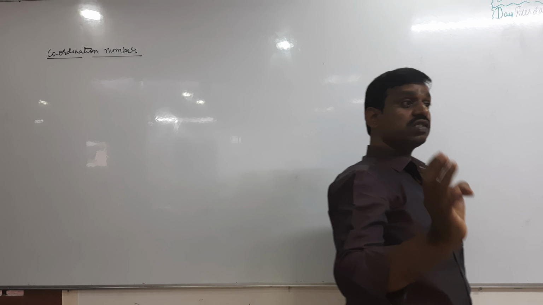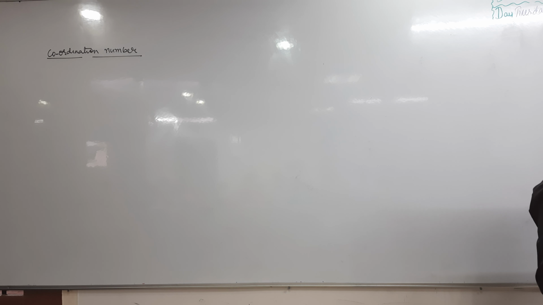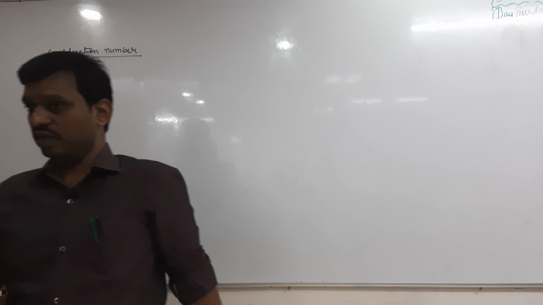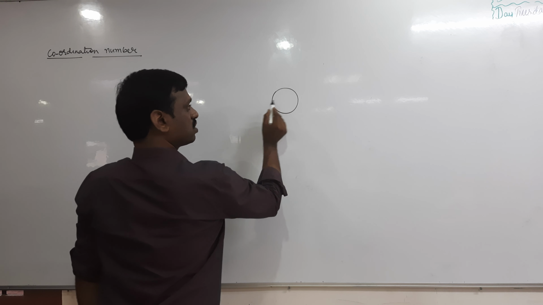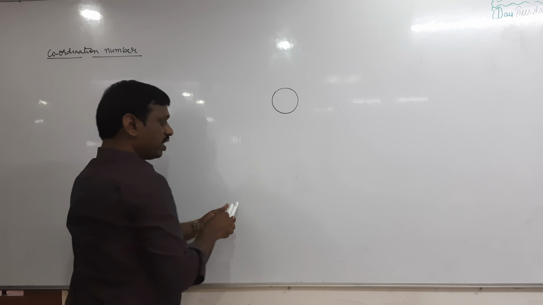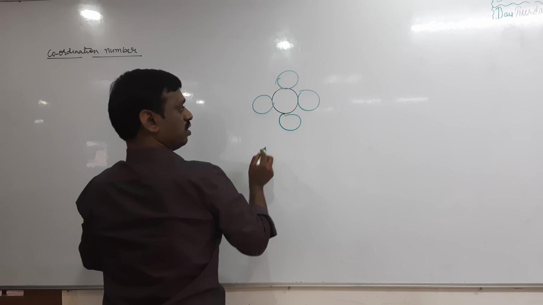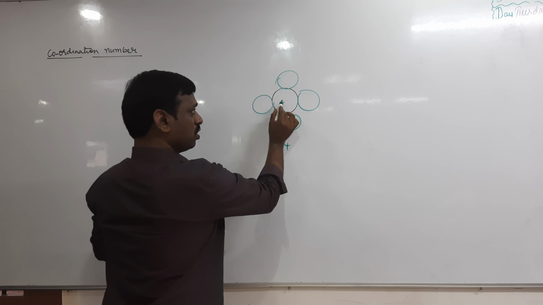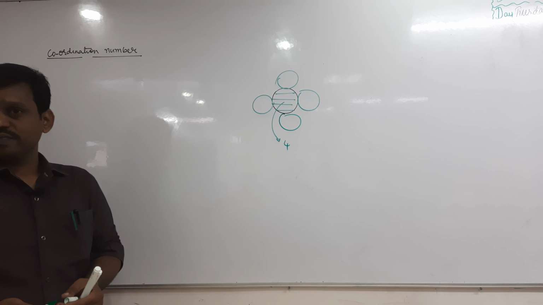The number of nearest neighbors to the given particle in three-dimensional space, isn't it? The number of nearest neighbors, or nothing but the number of particles which are directly in contact with a given particle, is also called coordination number. For example, in a crystal system, let us take this is one particle. If this particle is in contact with, suppose, 1, 2, 3, 4 particles, right? So therefore, what is the coordination number of this particle? 4. Because this particle is in contact with how many particles? 4 particles.